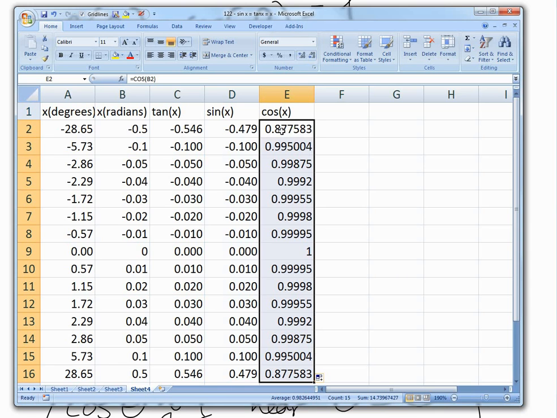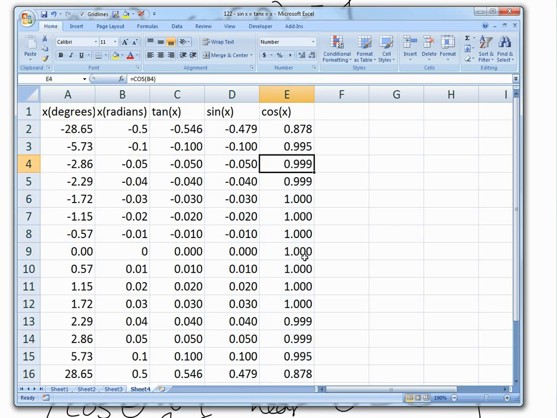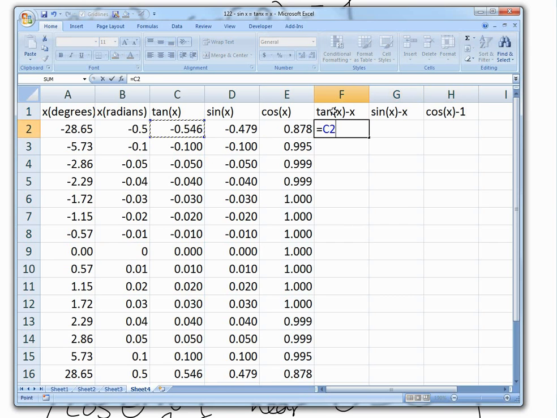As you get further out, it's a bit less accurate. It's supposed to equal 1. So the closer it is to 0, the more accurate it is, and it's roughly the same. We could even look at tan x minus x, sine x minus x, which should be equal to 0, and cos x minus 1.